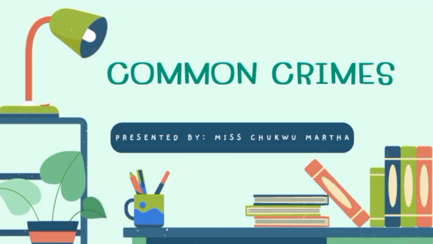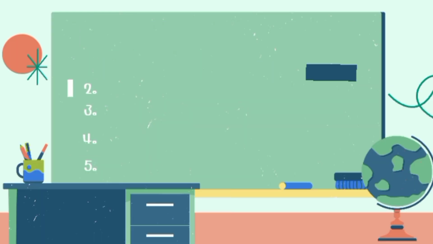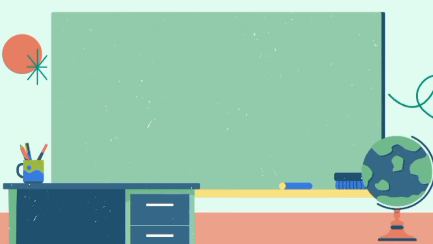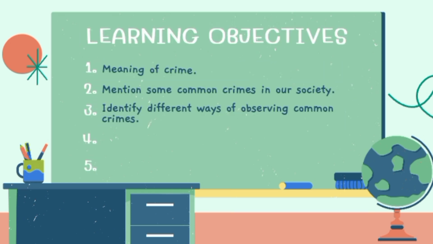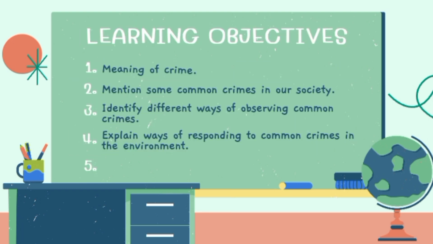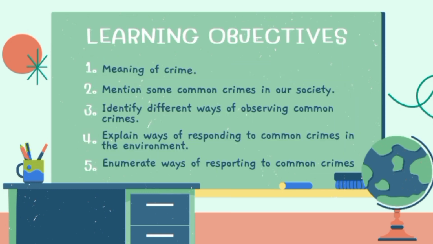In this lesson, we will be defining a crime. We will also mention some common crimes in our society. We look at the ways of observing common crimes. Then we'll also mention ways of responding to common crimes. And then lastly, we will look at how to report common crimes.